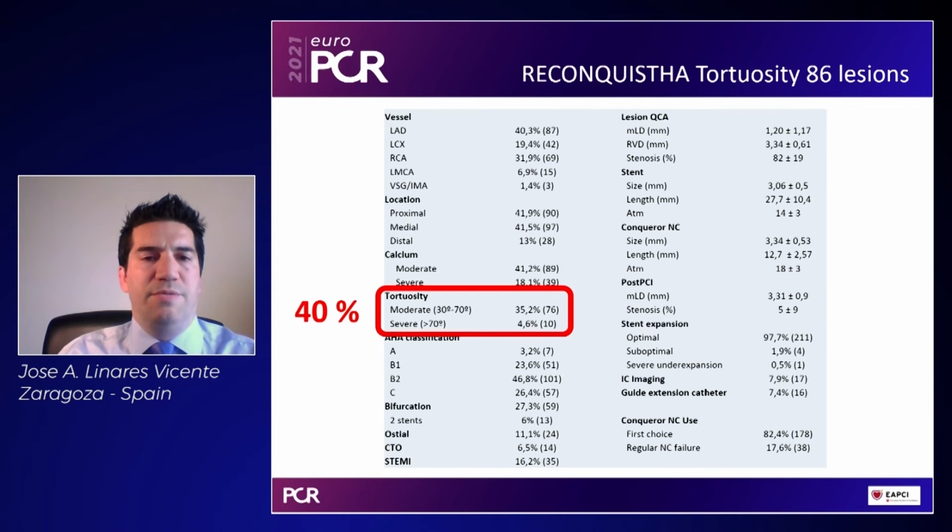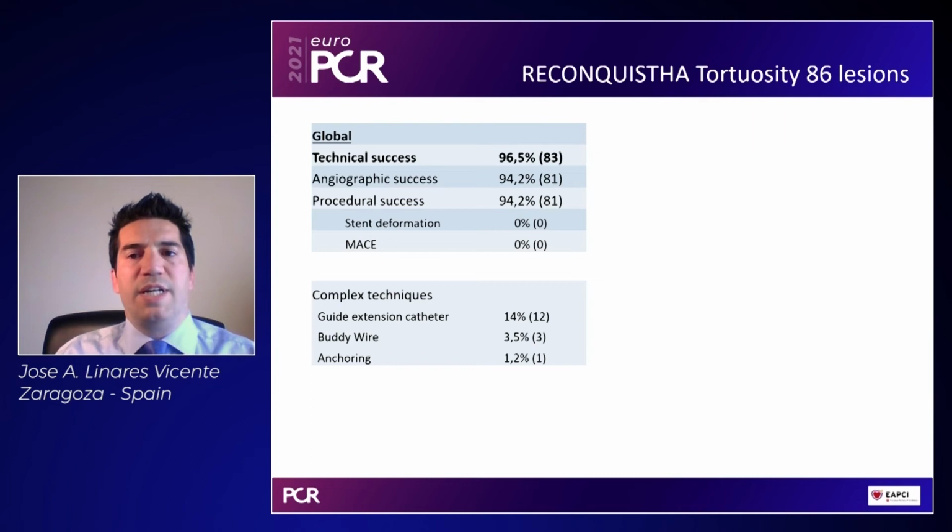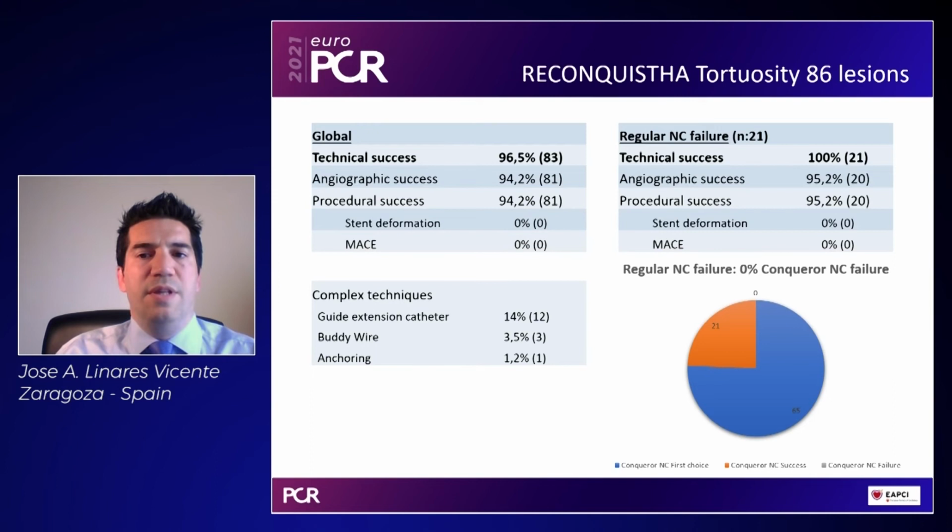40% of lesions, a total of 86 lesions, presented moderate or severe tortuosity. In these lesions, a guide extension catheter was more frequently needed, and the technical success was 96%. In 21 lesions, there was regular NC balloon failure, and the Conqueror had technical success in all of them. Let me show you some cases that could help us understand these outstanding results. Let's start with the angio used at the beginning of my presentation.